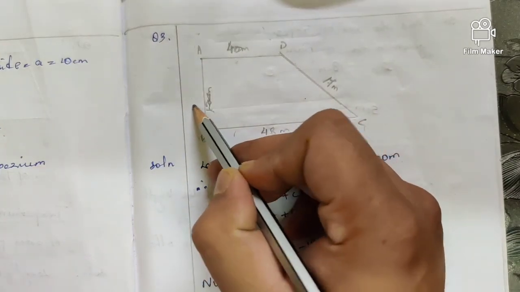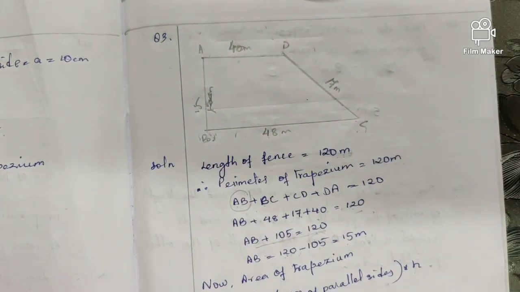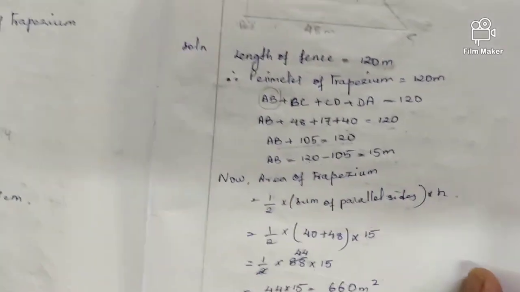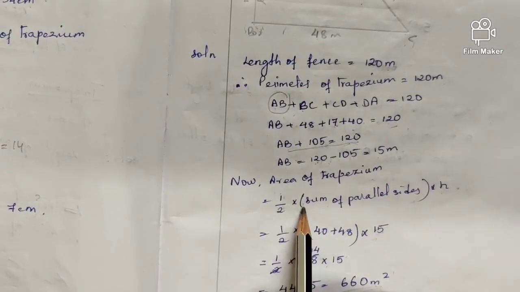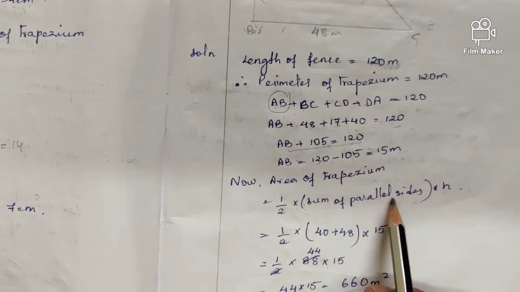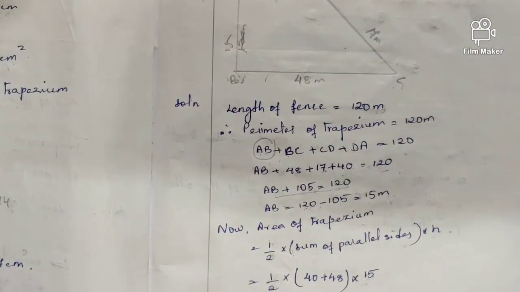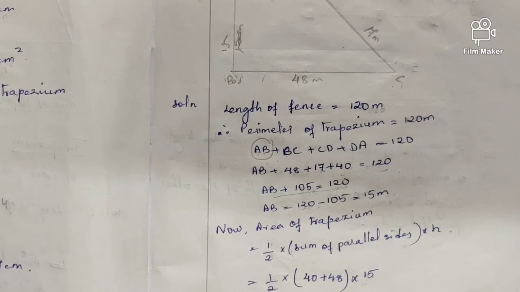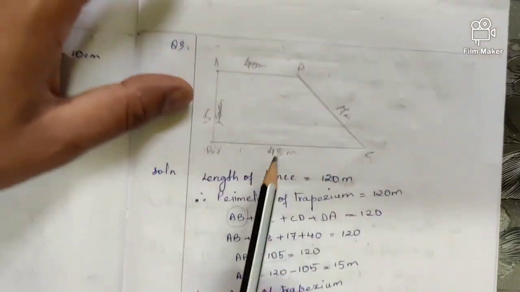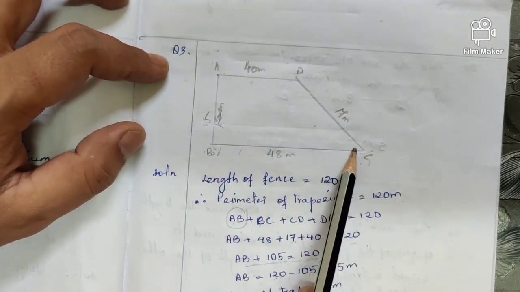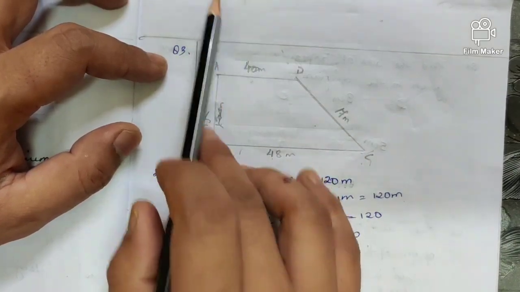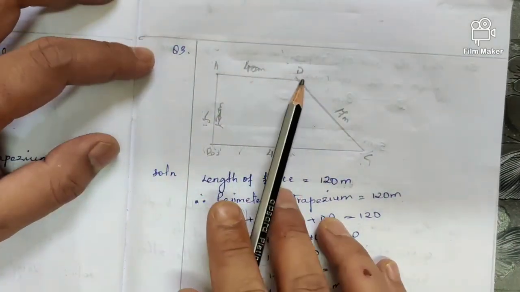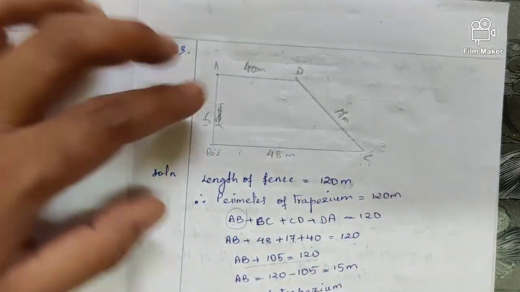So we know all the sides, right? So now the area of a trapezium formula is, like I said, 1 by 2 into height into sum of parallel sides. The question gives us side AB is perpendicular to the parallel sides AD and BC. So AD and BC are the parallel sides. This side and this side are parallel, so 40 and 48.